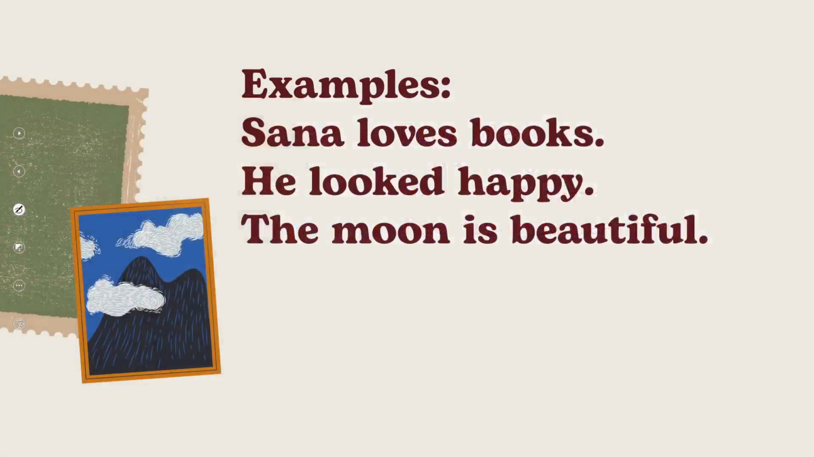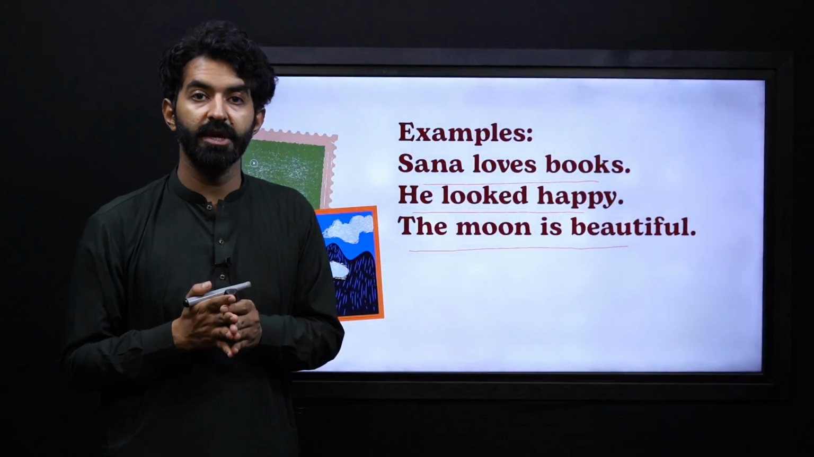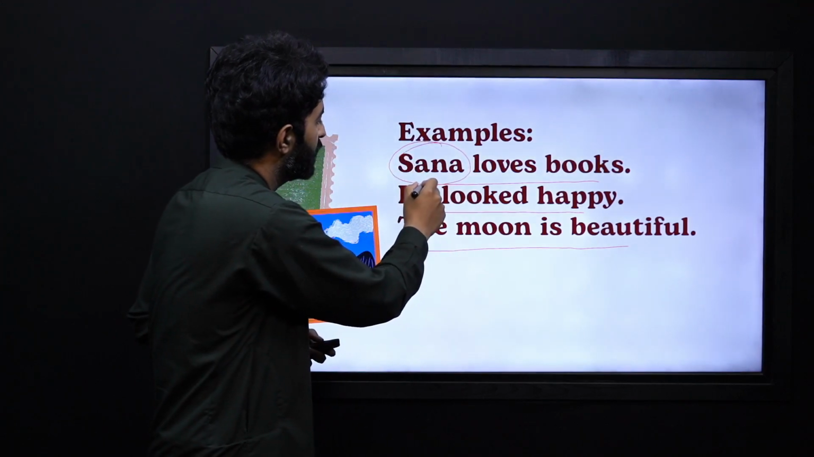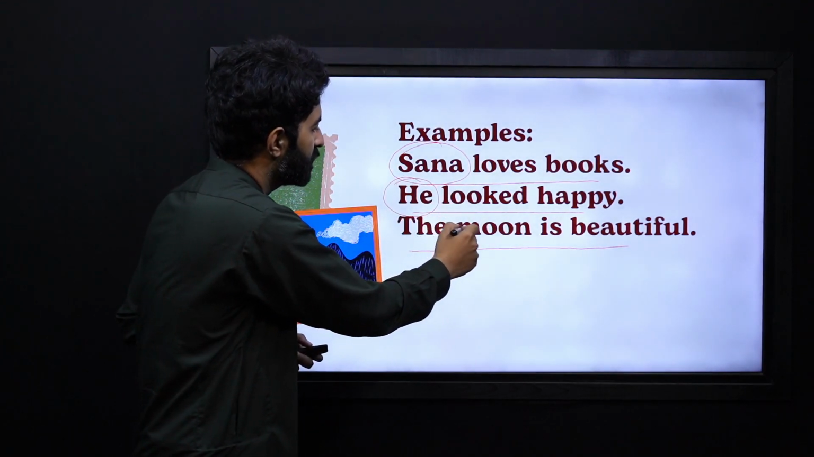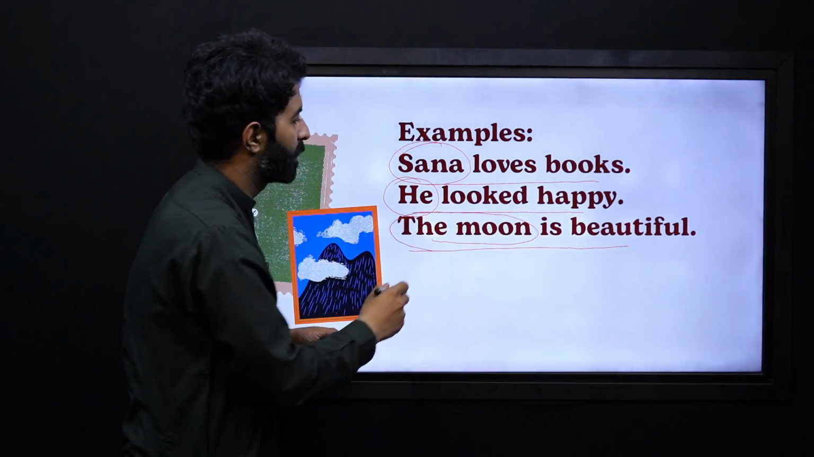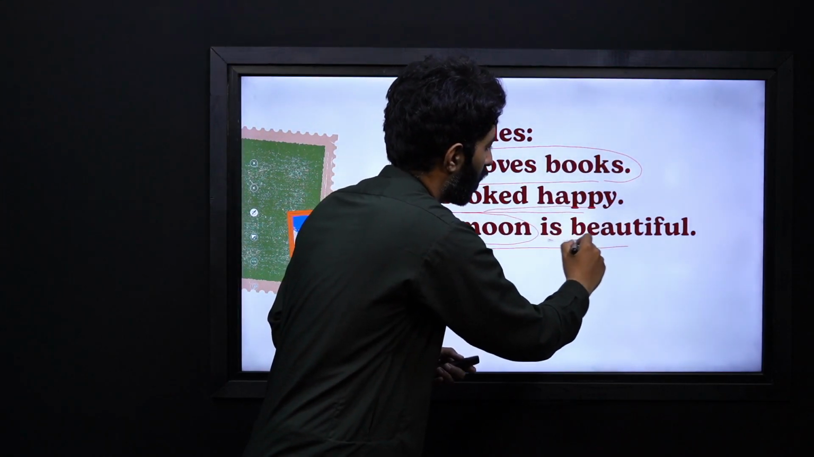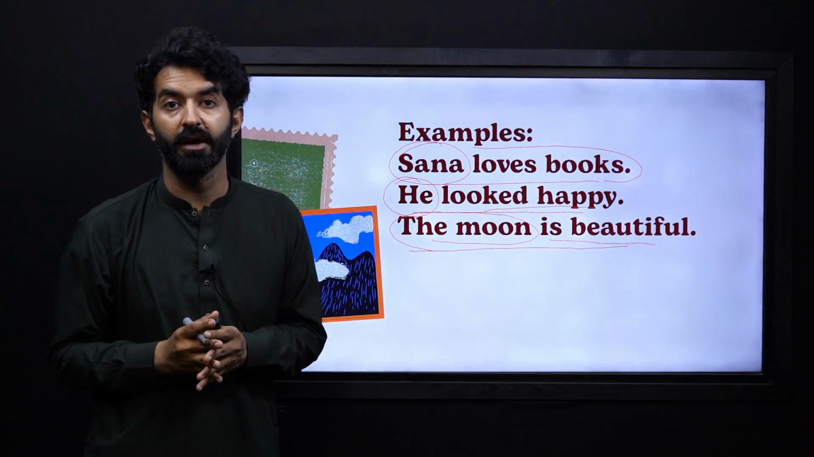Let's see some examples. Sana loves books. He looked happy. The moon is beautiful. All these have a subject and a predicate. The subject is, here, Sana, here, he, and here, the moon. And the other parts are called the predicate of the sentence.